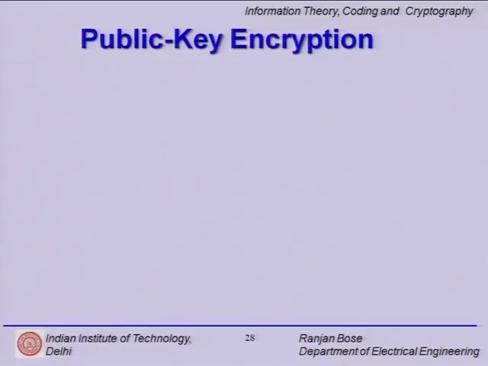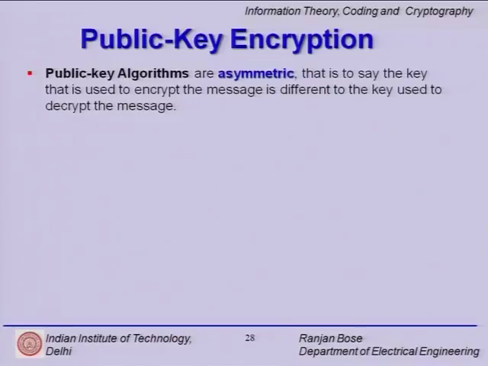So far we have studied private key encryption, symmetric key, where the same key is used for encoding and decoding. We now change gears and look at public key encryption, where we have the notion of a public key and a private key. We talked about it briefly in the previous lecture, but let us look at some examples and consider it in more detail. So, public key algorithms by definition are asymmetric.